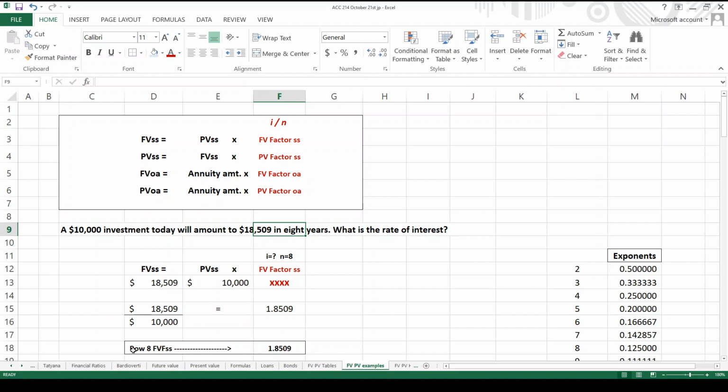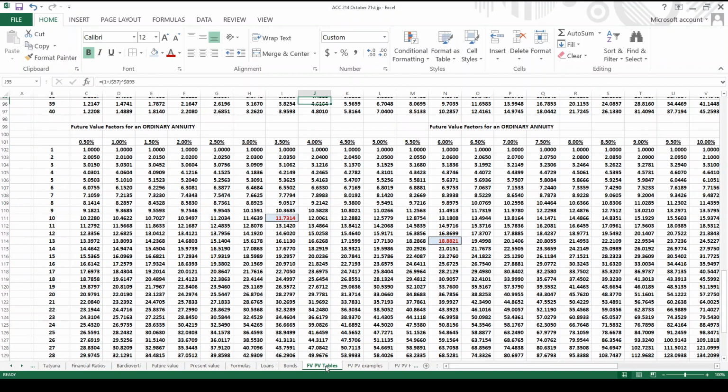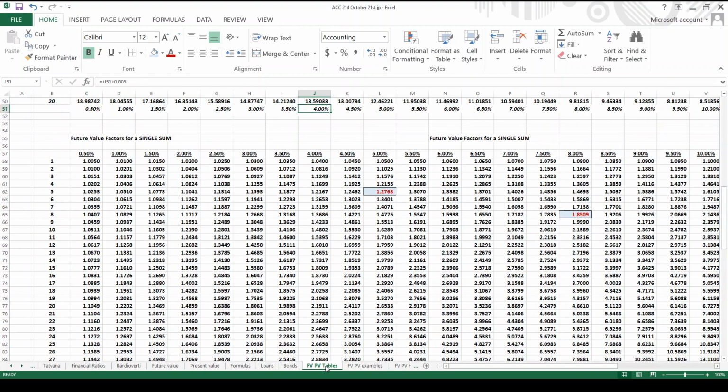And we know it's 8 years, so what do we do? Okay, we go to row 8 of the future value single sum table. So that's what we're looking for. We're looking for a future value factor. So let's go to the tables that I sent out. Future value single sum. 8 years.